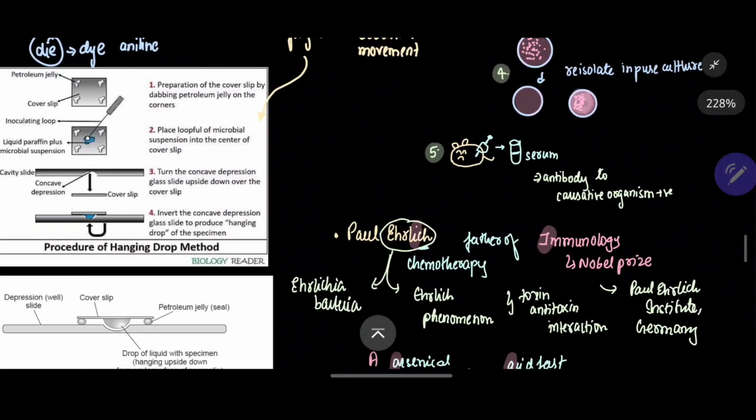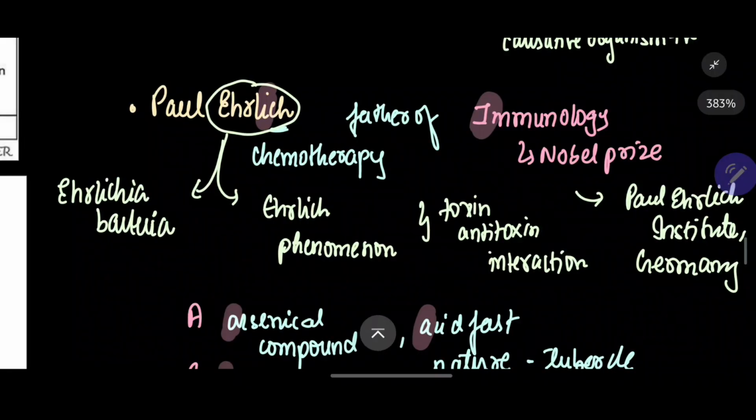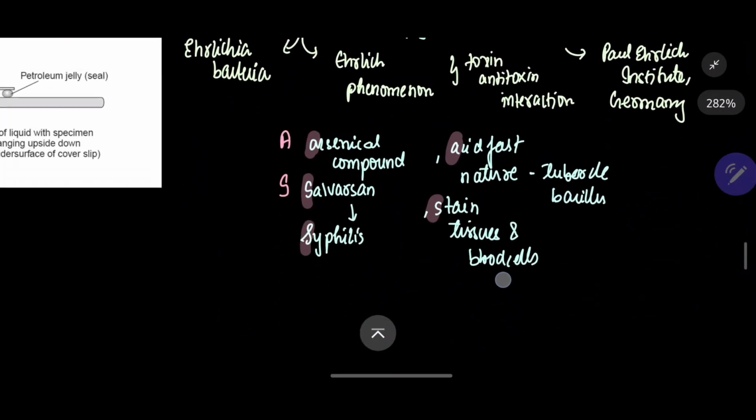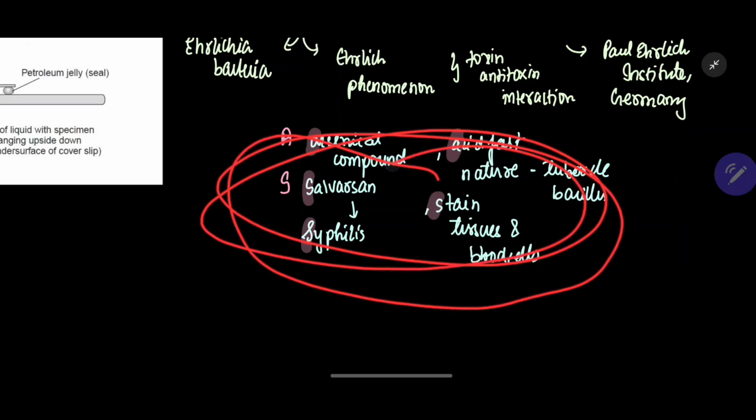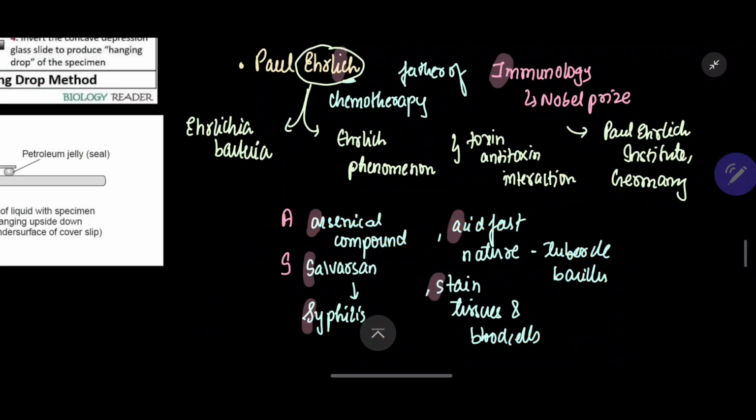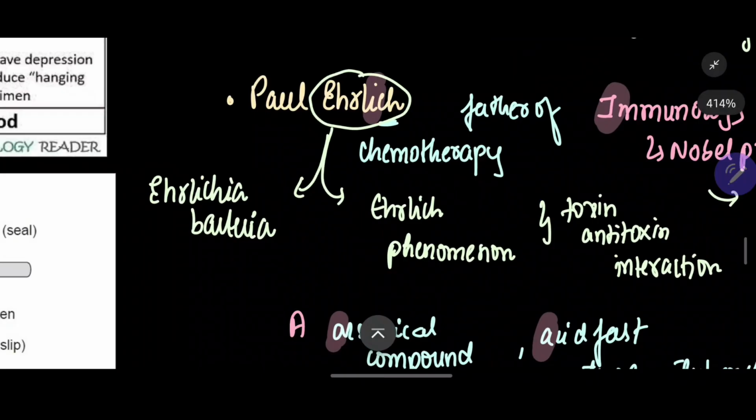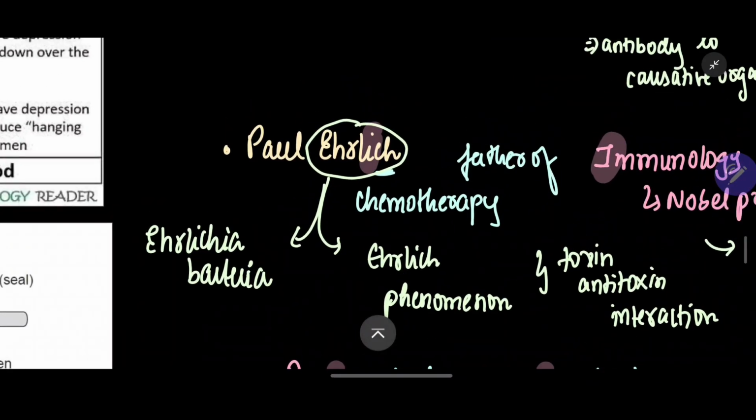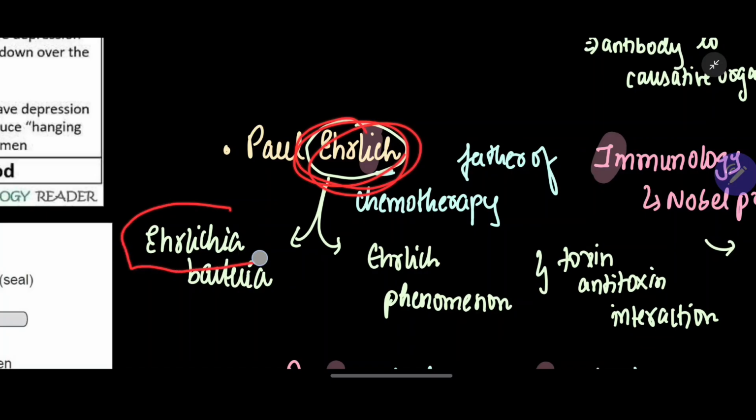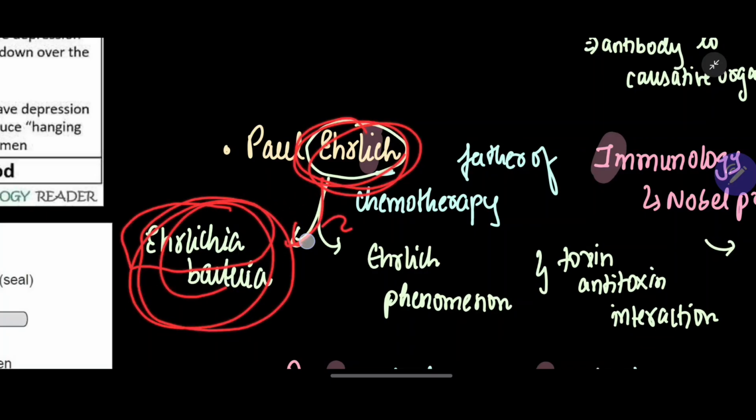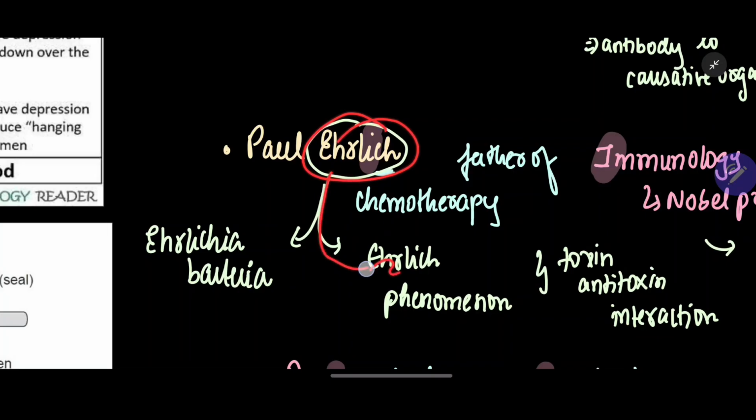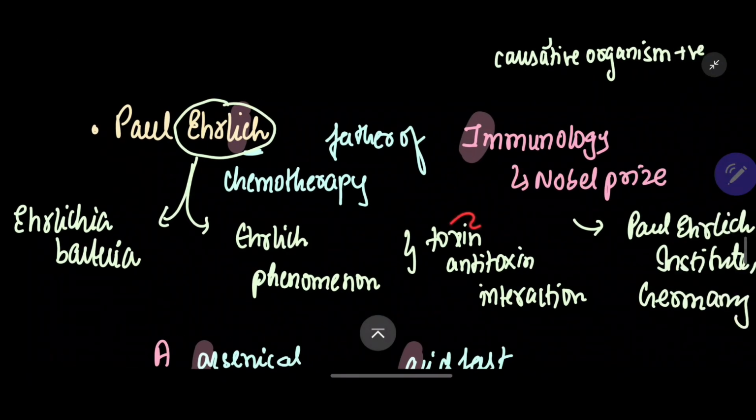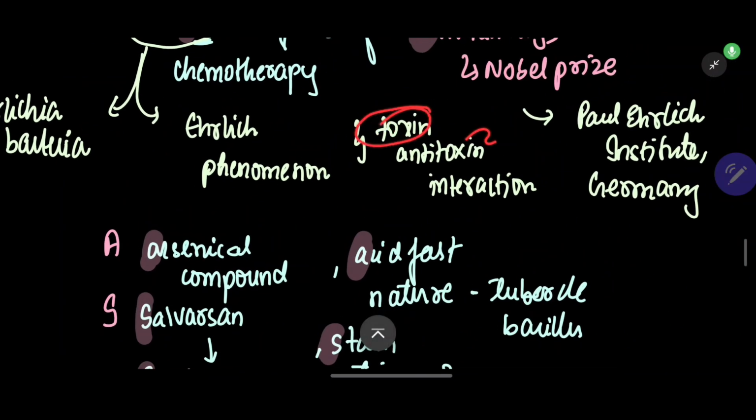Now let's move on to the next scientist finally, which is our Paul Ehrlich. All of these things are not present in the newer edition of Apurva Shastri, but I've just written them for the sake of it. So again, from his name, we can identify what he has done. First, Ehrlich. There's a bacteria called Ehrlichia, which is named after him. And then there's the Ehrlich phenomenon, which talks about toxin and antitoxin interactions. What is meant by toxin and antitoxin here is that toxin is your antigen and antitoxin is your antibody.